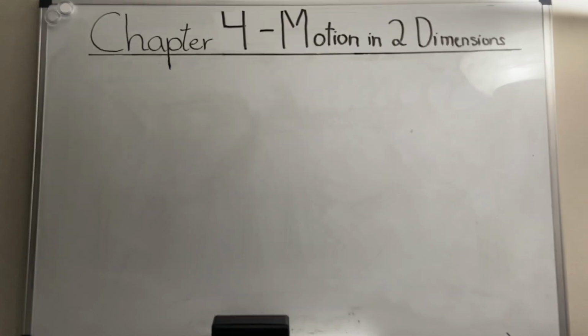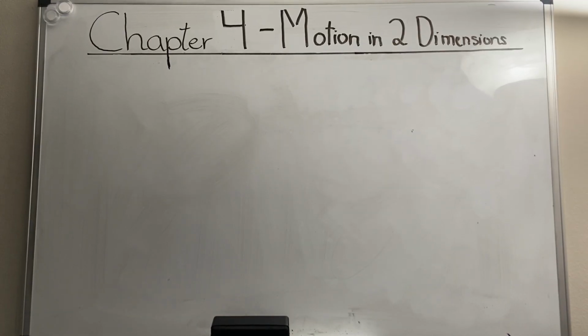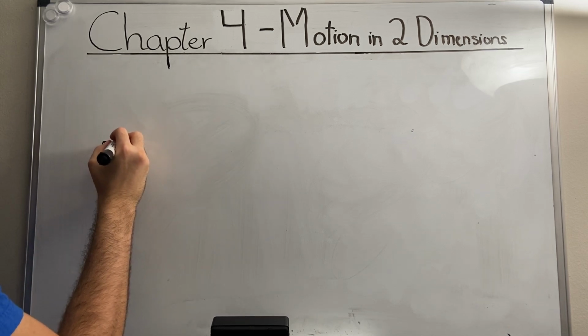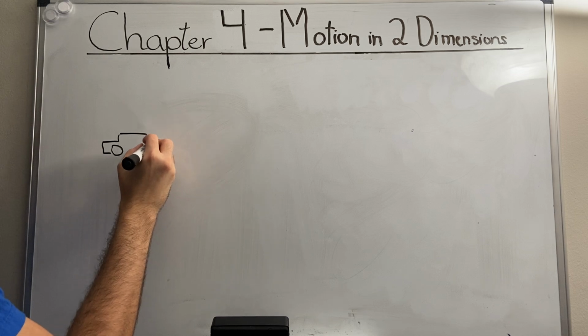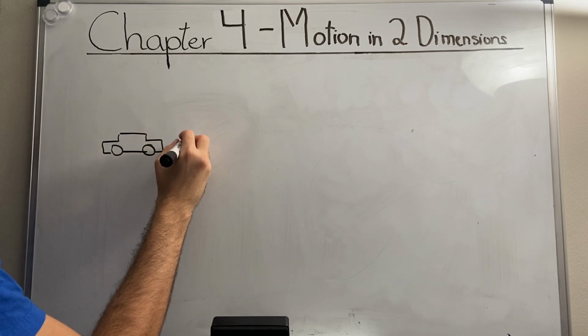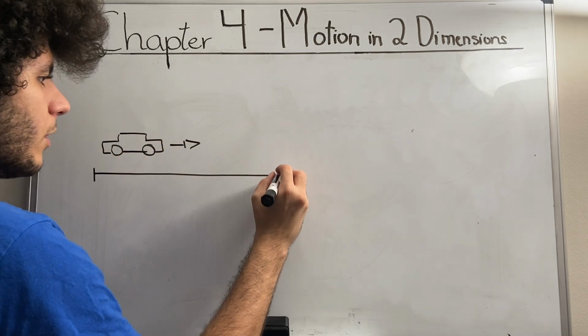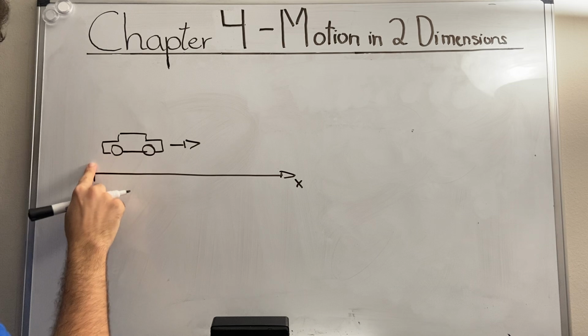Good morning, guys. Today we're going to go over Chapter 4 of Physics 101, Motion in Two Dimensions. So, in Chapter 2, we started discussing motion, right? And for the most part, we were discussing it in one dimension. Say we're considering the position of a car driving. In that case, we're considering it only along one axis, which would be the x-axis, right?